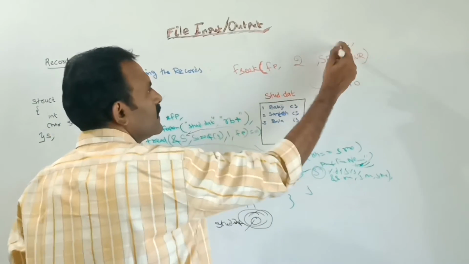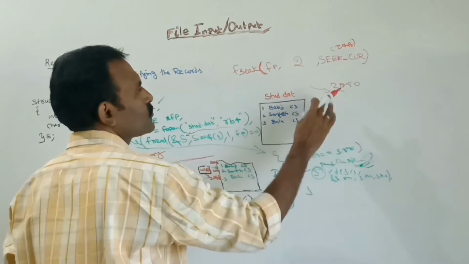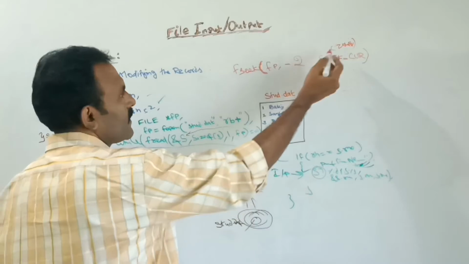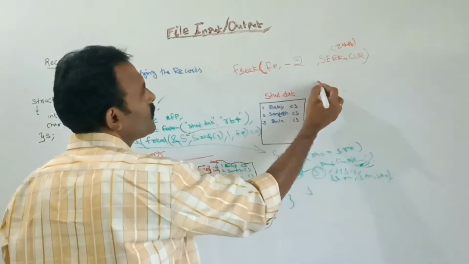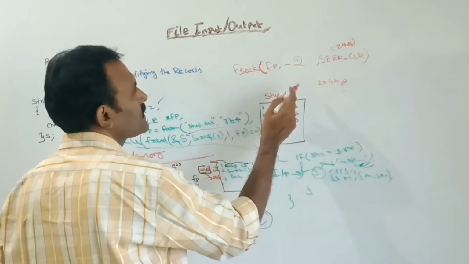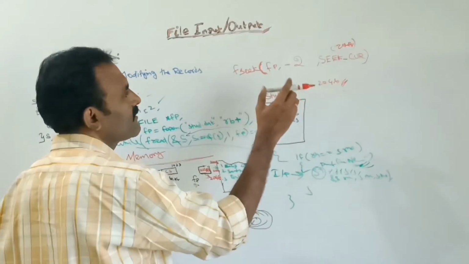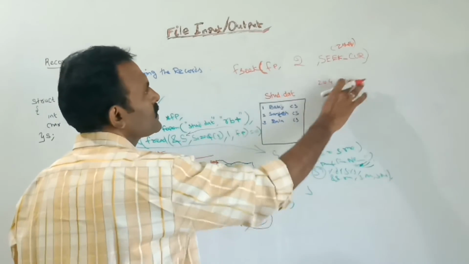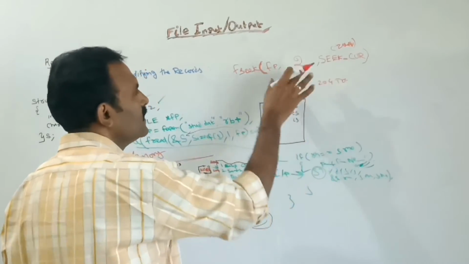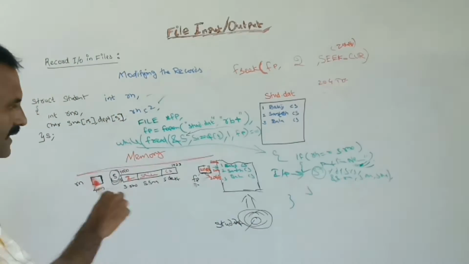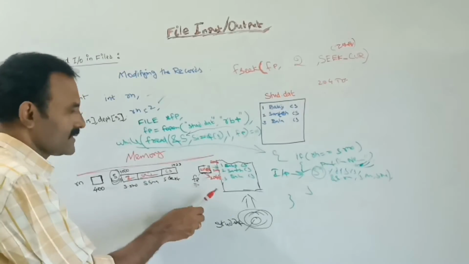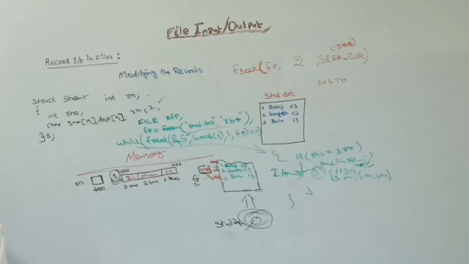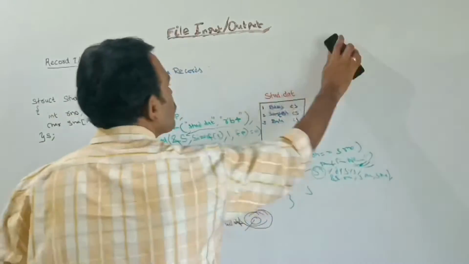See, suppose let us assume the current position is 2048. If I am giving minus 2 here, the file pointer is now placed at 2046. So the file pointer comes in reverse. Suppose if you are giving plus, it will go forward, next to 2048 it goes to 2050. So in this way we can move the cursor, that is, we can move the file pointer address by using this fseek function. So now let us come to the program here.